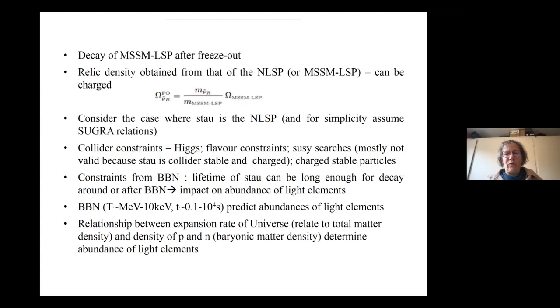So of course, there are a lot of collider constraints on such a model: Higgs, flavor physics, SUSY searches, as a charged stable particle, as well as constraints from Big Bang nucleosynthesis, because the lifetime of this tau can be long enough for decay to happen around or after BBN. So it will impact the abundance of light elements.